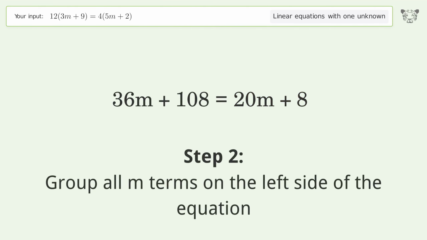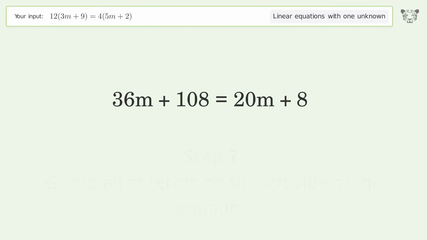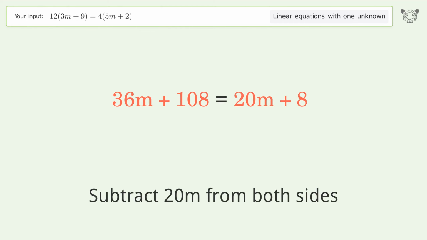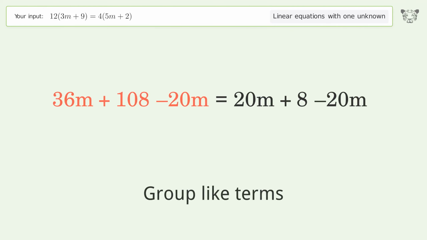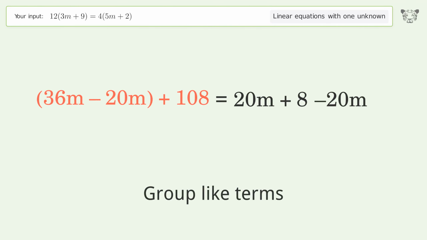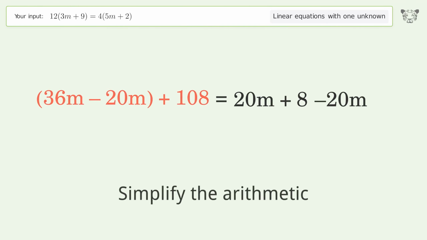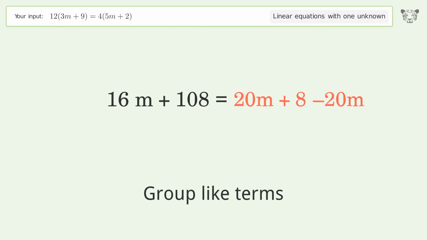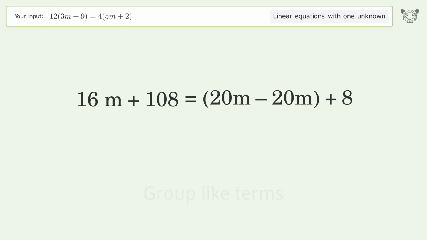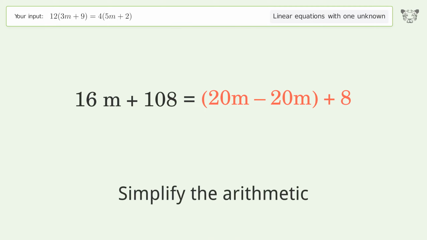Group all m terms on the left side of the equation. Subtract 20m from both sides. Group like terms. Simplify the arithmetic. Group like terms. Simplify the arithmetic.